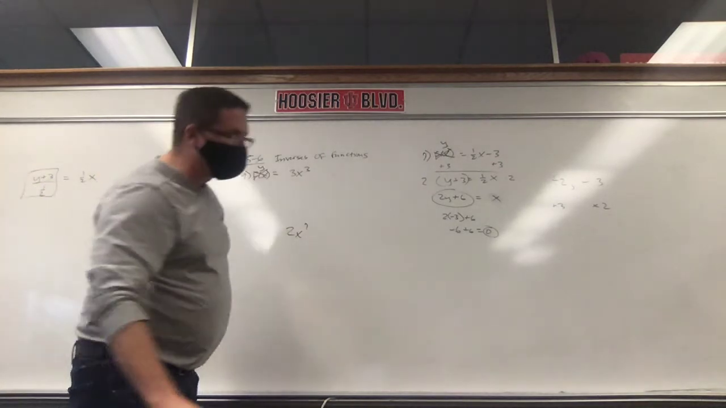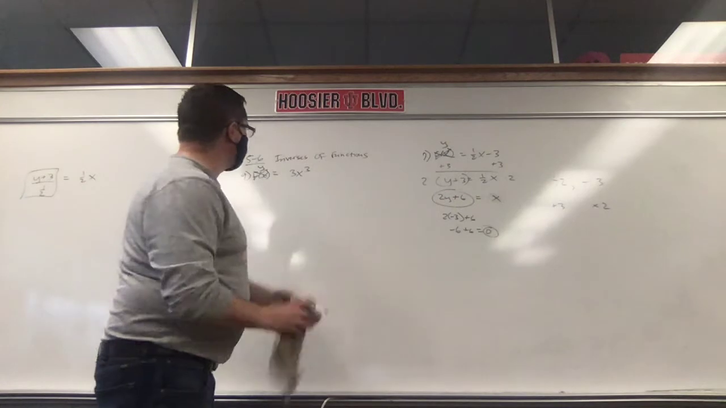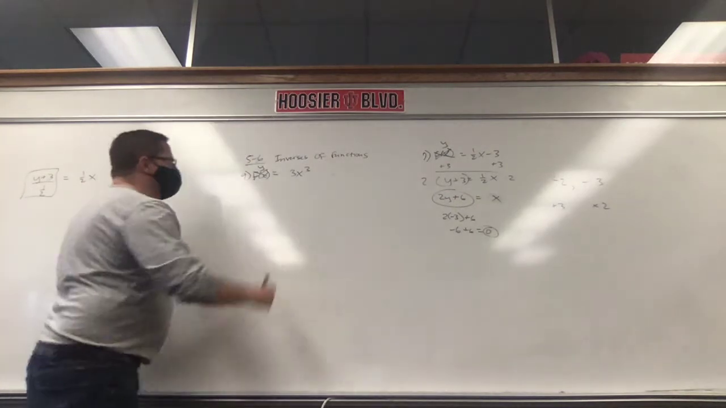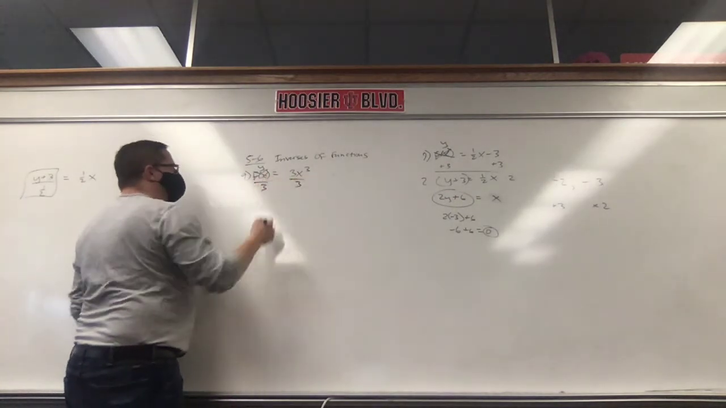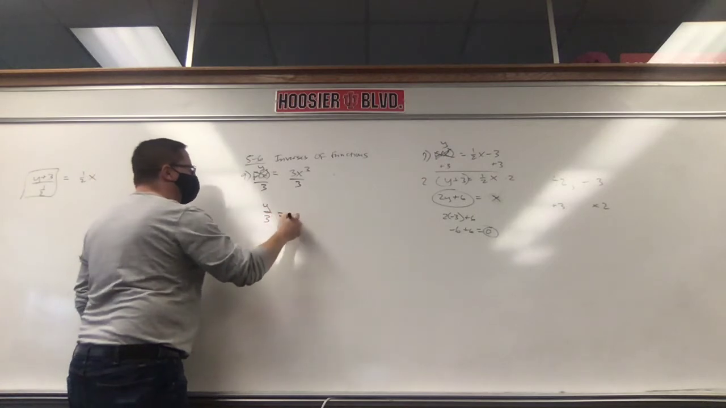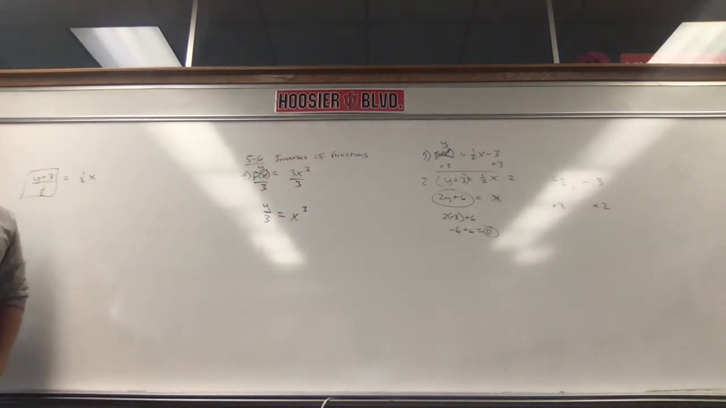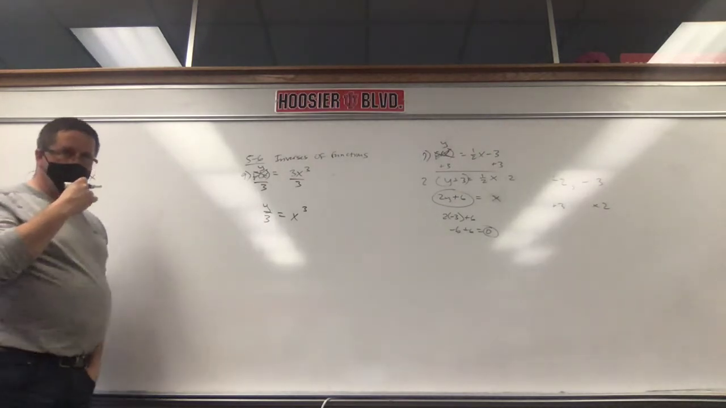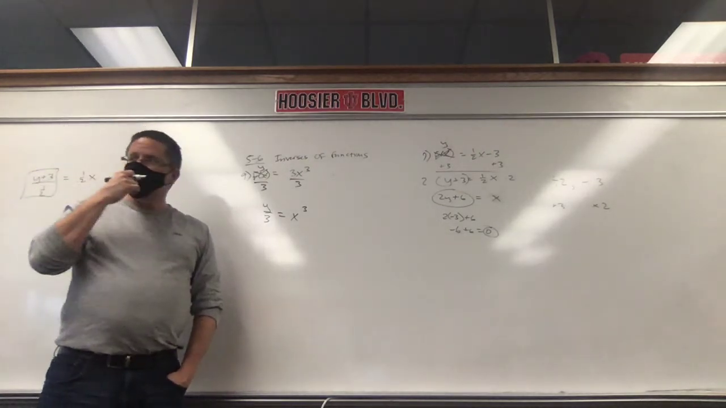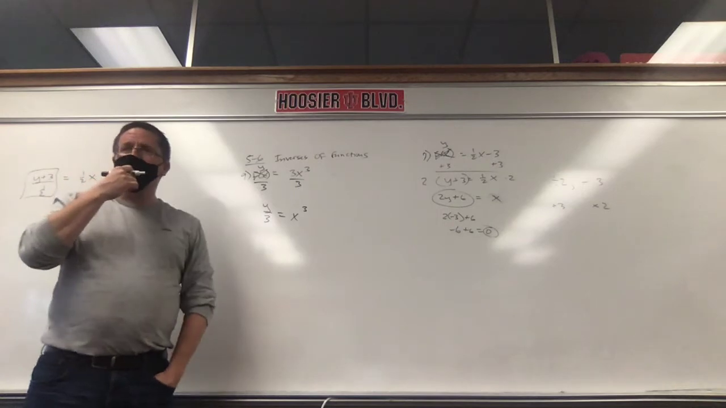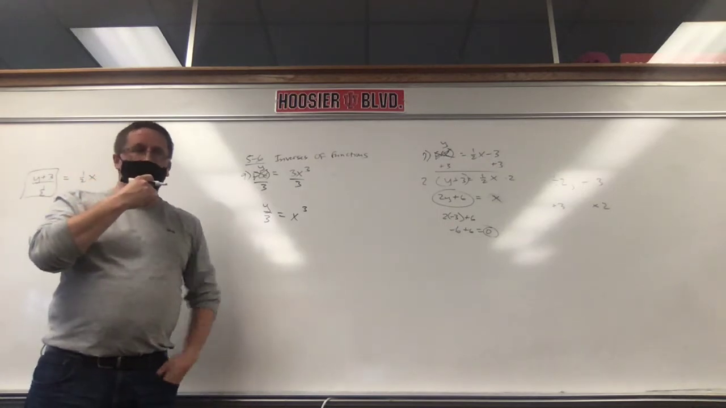Bigger in size, not bigger in value. So we got to get rid of this 3 first. How do I get rid of that 3? Divide by 3. So y over 3 equals x cubed. And how do we get rid of the cube? Cube root. How do you get rid of squares? Square root. How do you get rid of cubes? Cube root. How do you get rid of fourths? Fourth root.